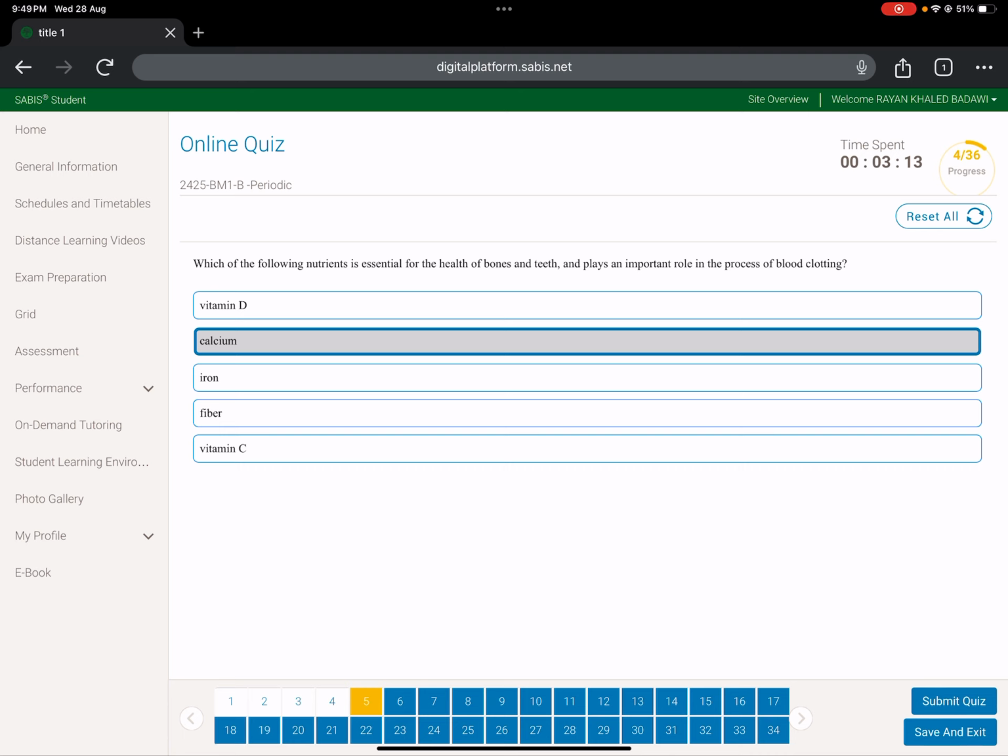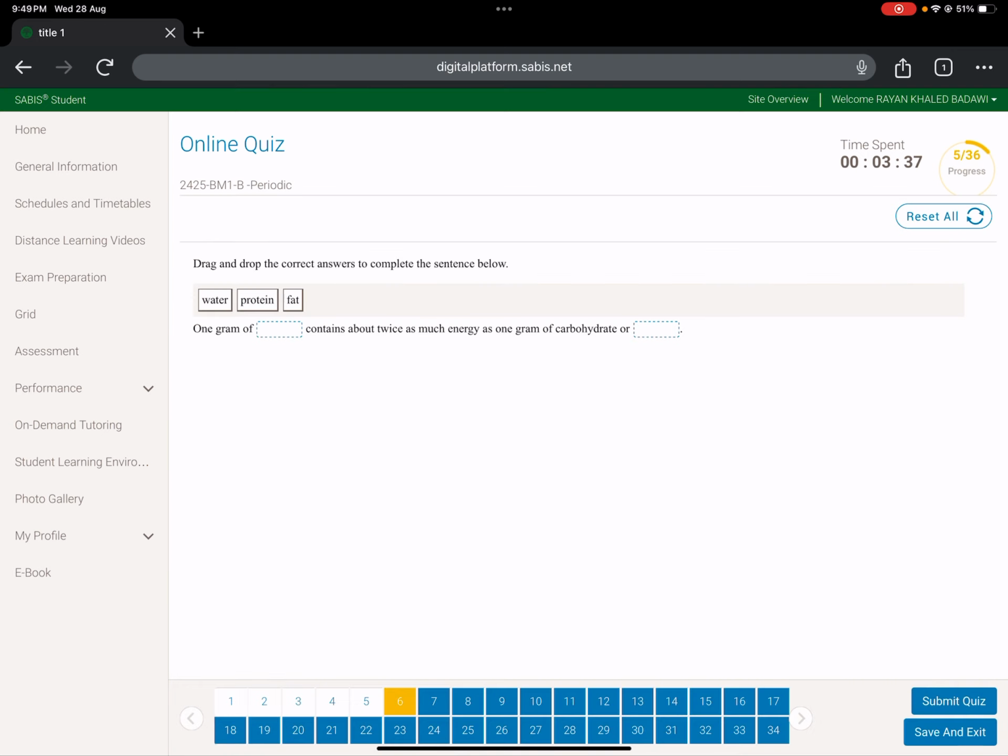Let's check our other options. Iron, we said iron is important for hemoglobin. And hemoglobin, remember, is a pigment found in red blood cells and it helps the transfer of oxygen. Fiber, remember, is not an energy source. It helps regulate bowel movement and prevents constipation. While vitamin C, remember, is important for the skin and the health of our gums, which hold our teeth.